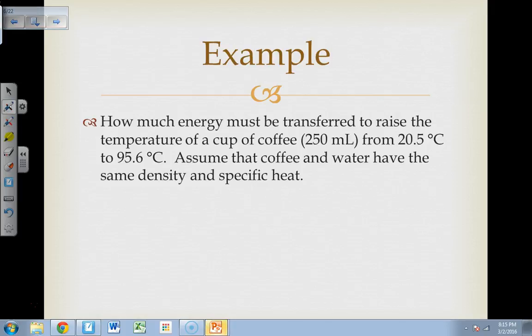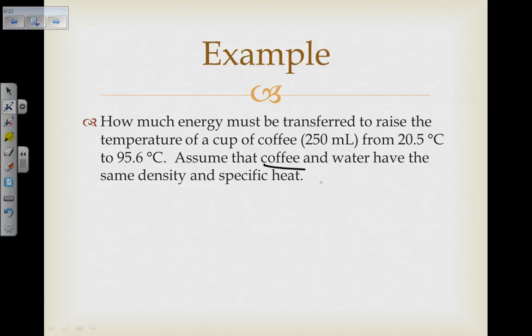And so we're going to assume that coffee and water are pretty much the same thing. That happens a lot in these sorts of problems because it's just easier to deal with.